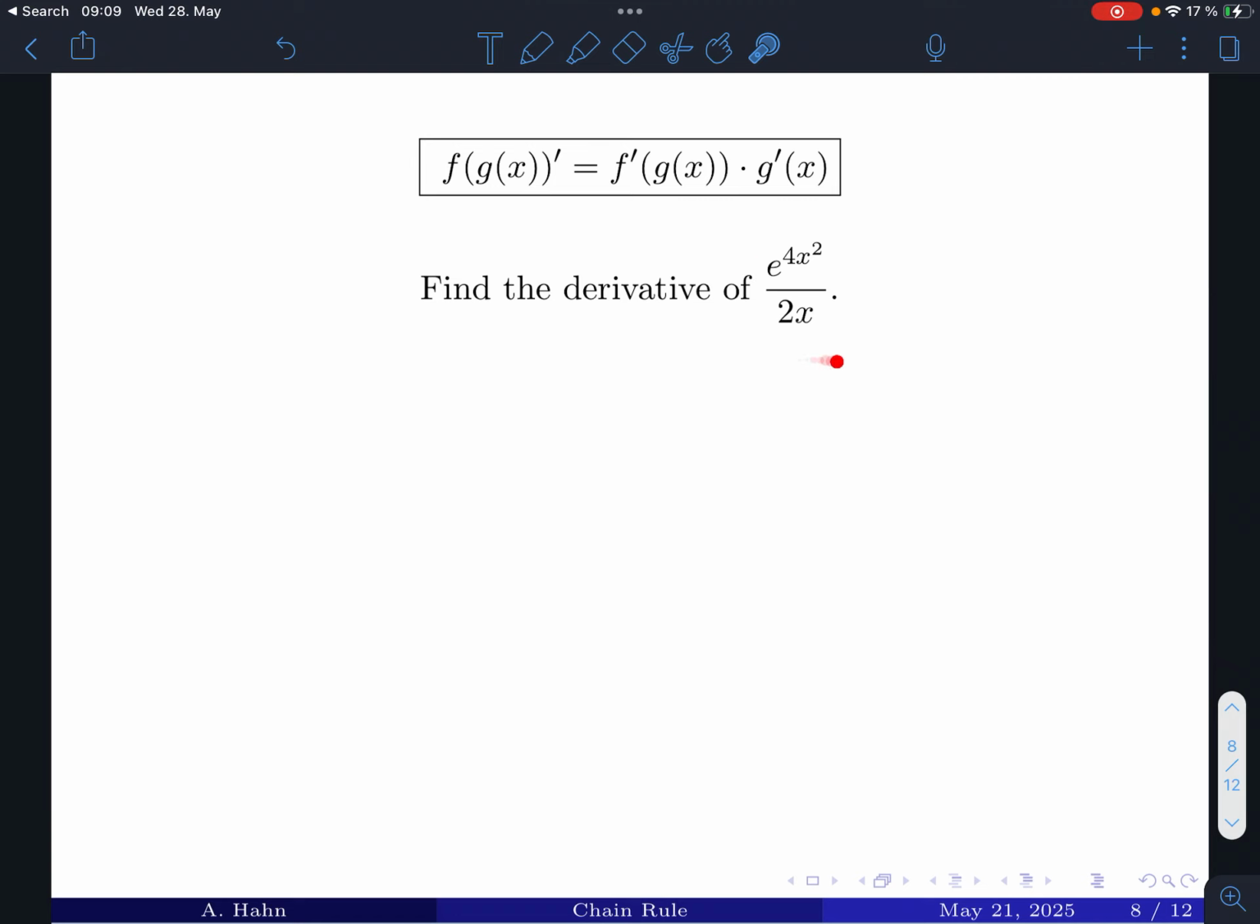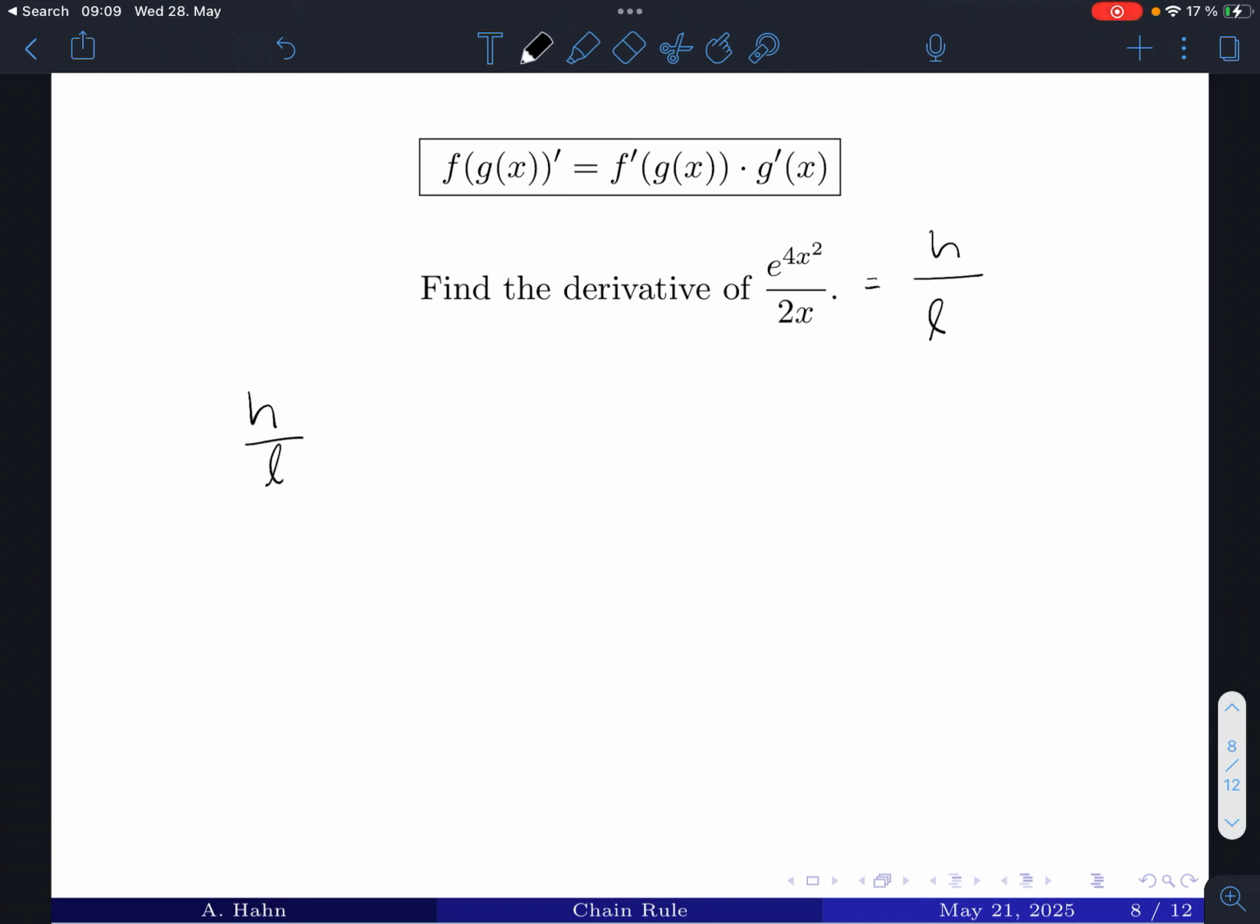So in this example, first of all, this is a fraction, right? So we have a function divided by another function. While evaluating the derivative of the fraction, so while doing the quotient rule, we're going to have to do the chain rule as well, because the numerator is a composite function. And so we can write this as the top function, the high function, divided by the low function.